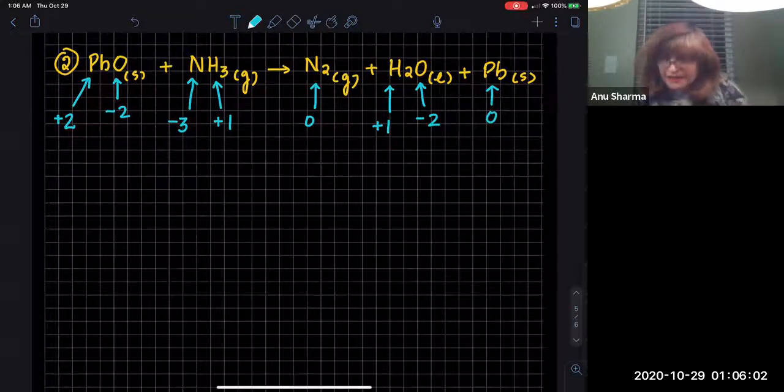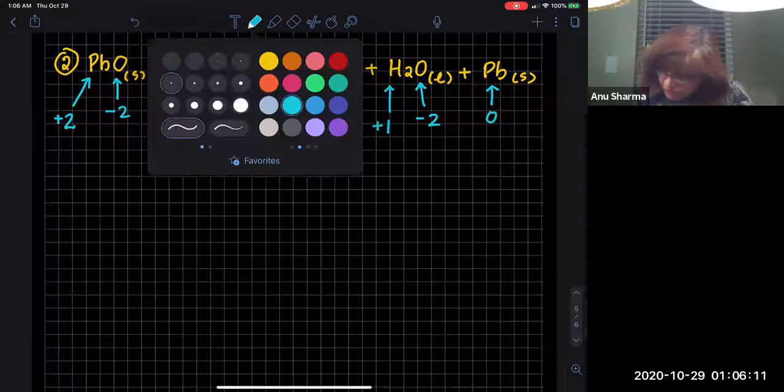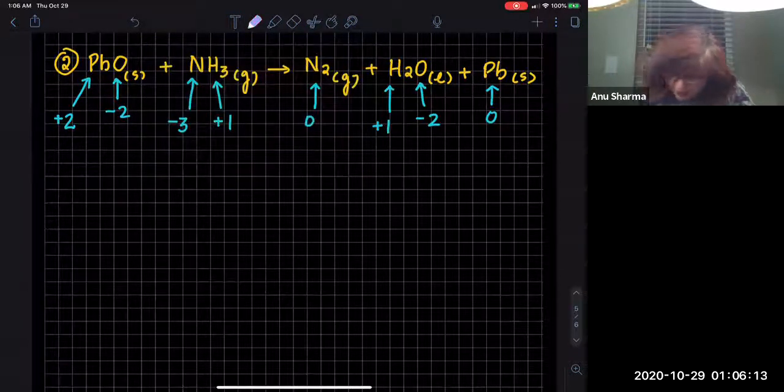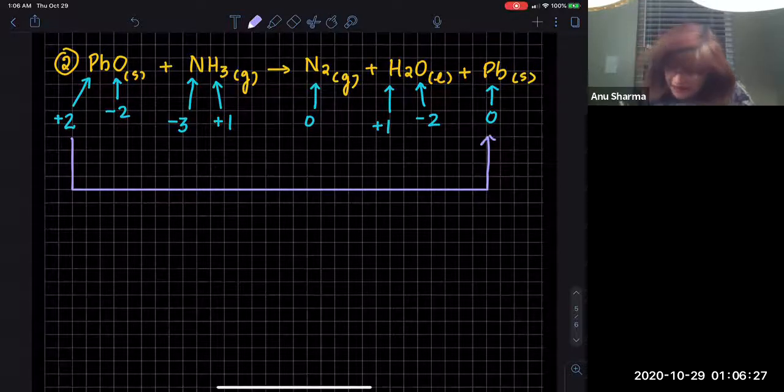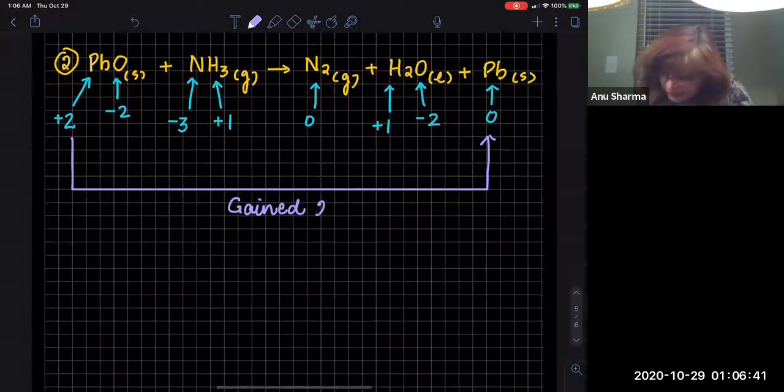Okay, so what we see here, what electrons are gained and lost? In the case of lead, lead is going from a positive state to a 0 state. So lead has gained 2 electrons. From a +2 state to a 0 state means it has gained 2 electrons.